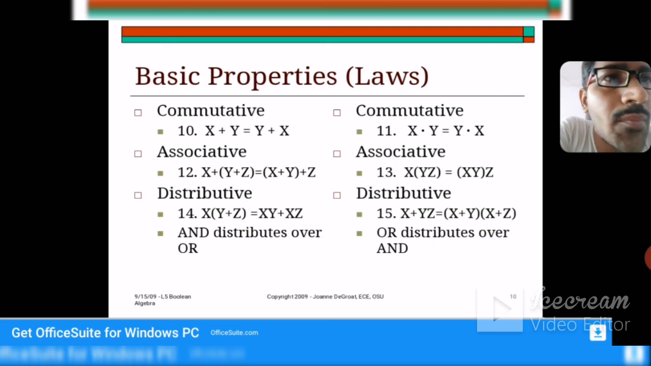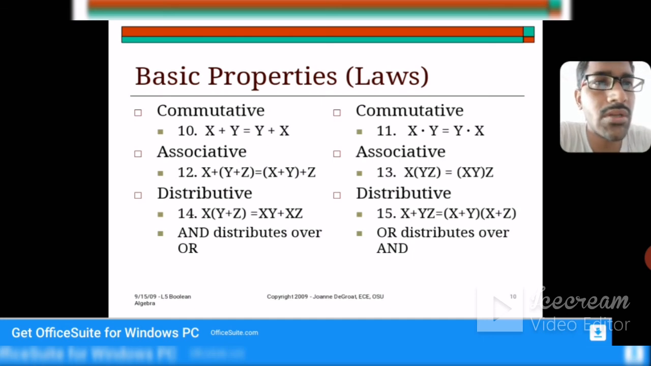Then basic properties or laws. One is the commutative property. X plus y is equal to y plus x. X into y is equal to y into x. This is also the commutative property of product. That is the commutative property of addition. Then associative property. X plus y plus z is equal to x plus y plus z. That is the associative property of addition. Similarly, you can have the associative property of multiplication also. X into y into z is equal to x into y into z.